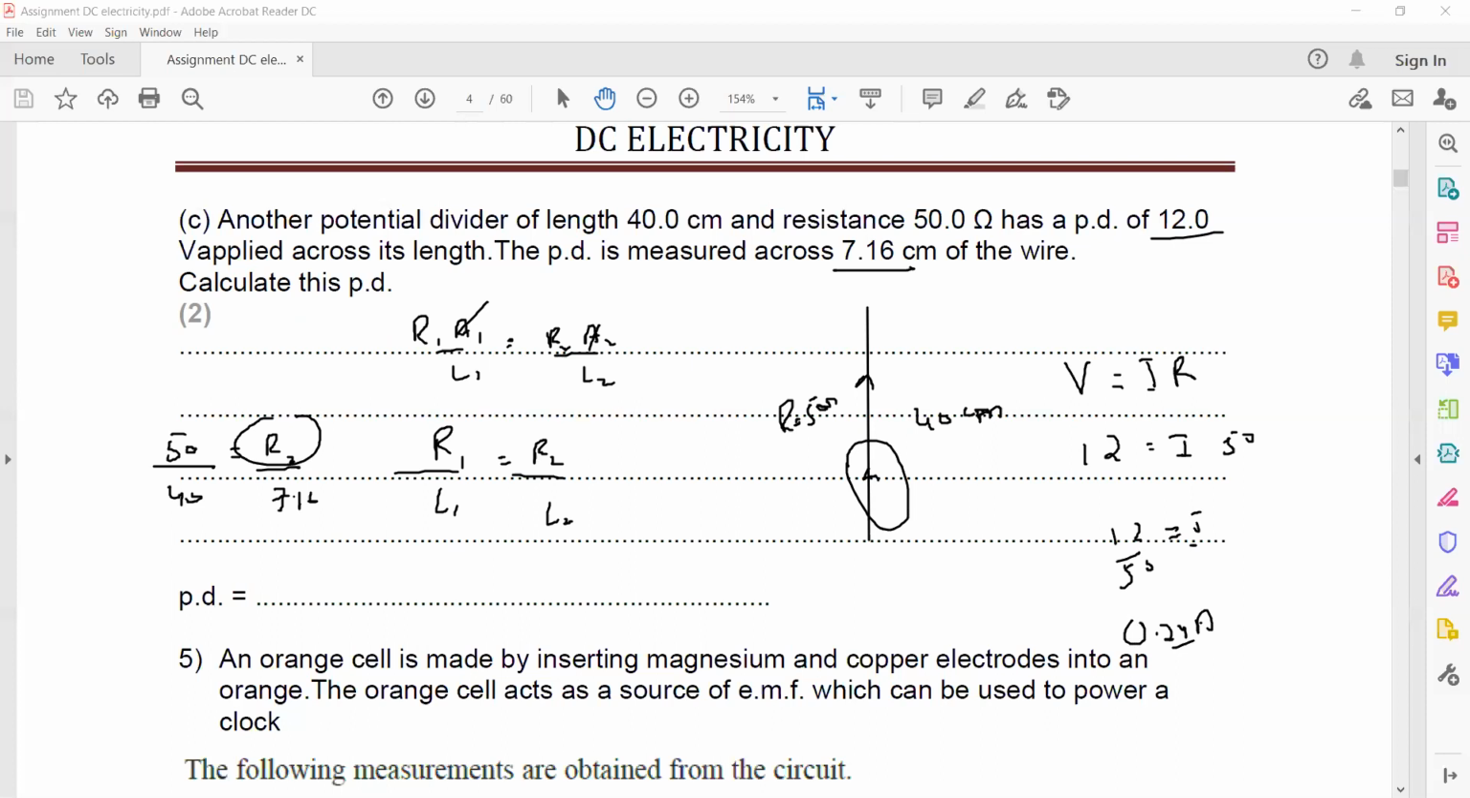So we have the current, we have the resistance, so we can use the formula V is equal to IR and find the voltage across 7.16 volts. Is it clear?